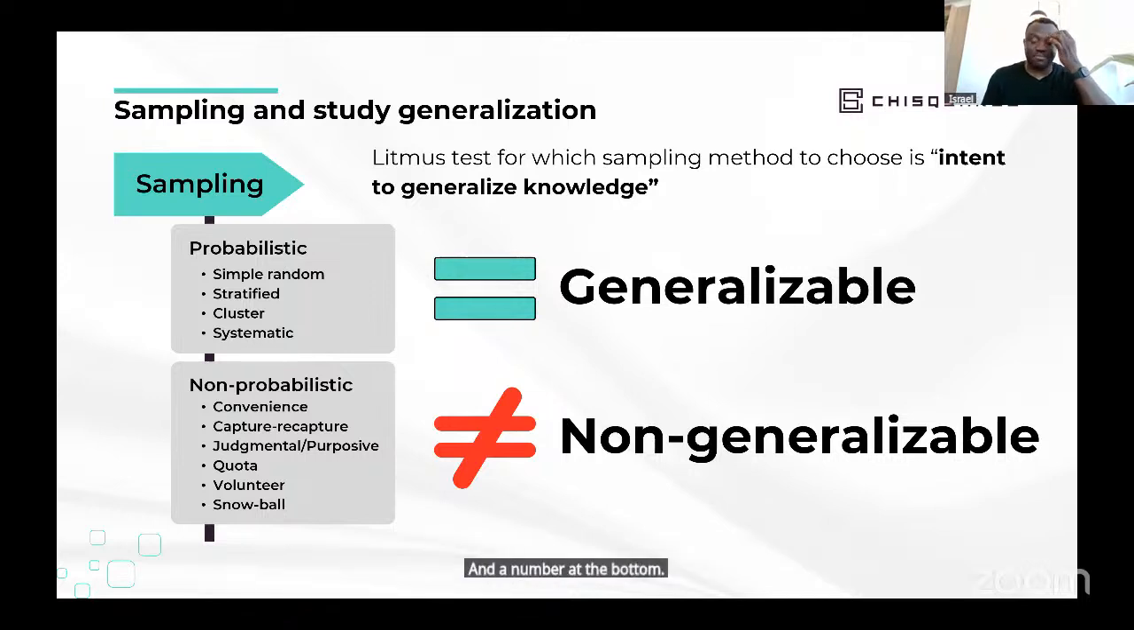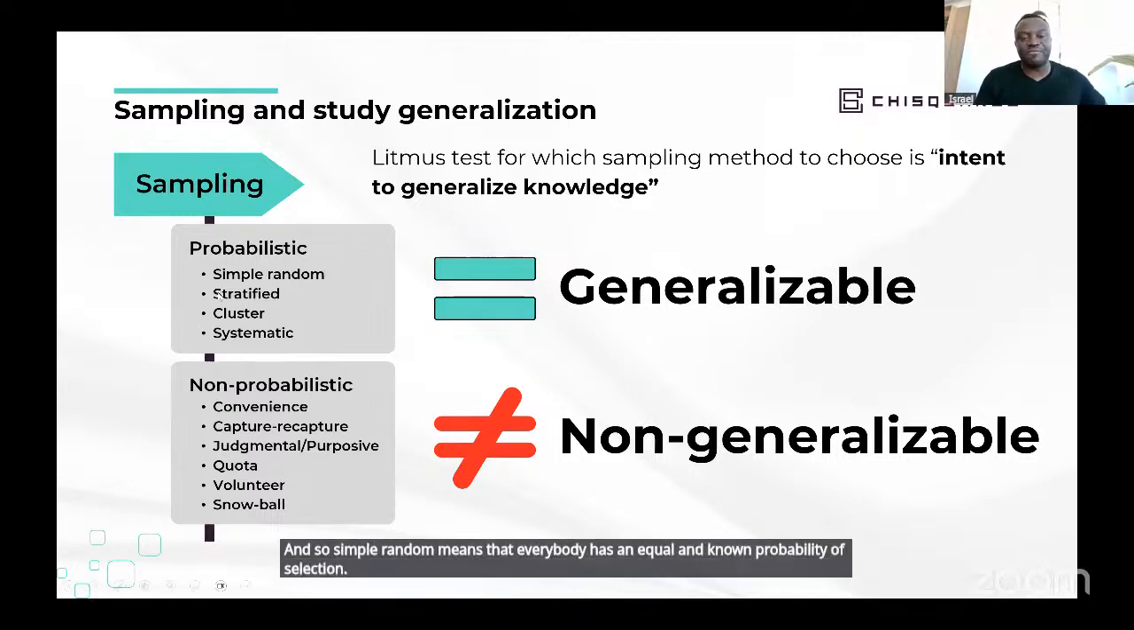So what are some of the probabilistic sampling methods we will cover? Well, the most common ones are simple random. Everybody knows simple random, right? And so simple random means that everybody has an equal and known probability of selection.